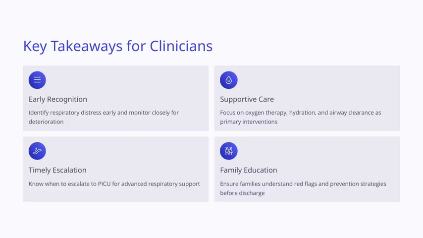Finally, family education plays a crucial role. We need to make sure families understand the warning signs, the red flags, and know prevention strategies before they go home. Empowering families with this knowledge helps them be active partners in their child's care and can prevent emergency situations down the line. All of these points tie back to our overall goal: providing prompt, effective, and compassionate care to improve our young patients' outcomes.